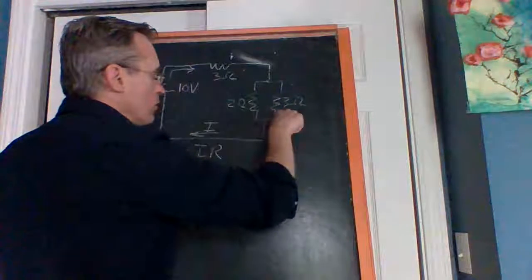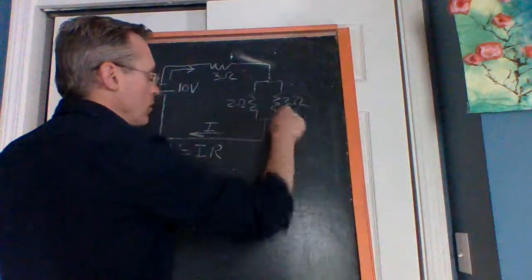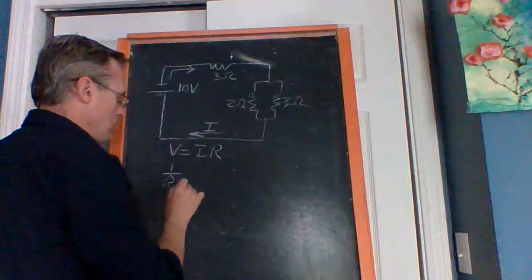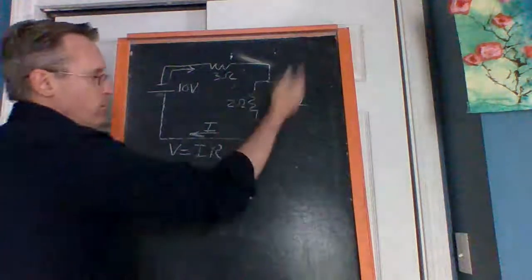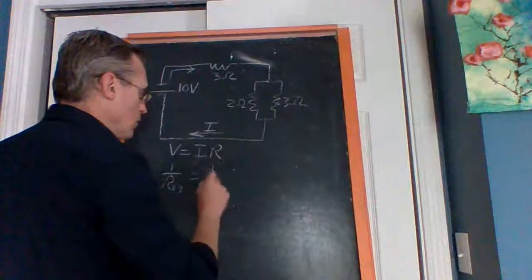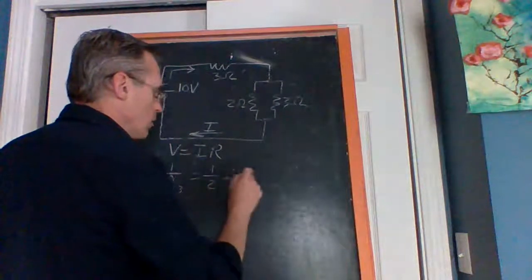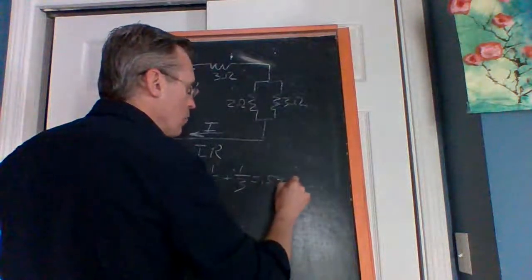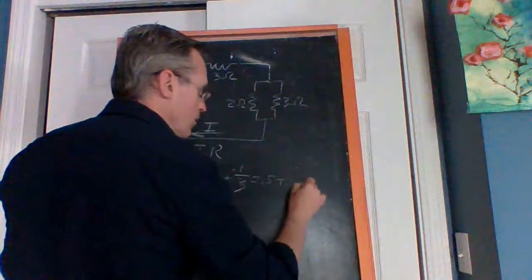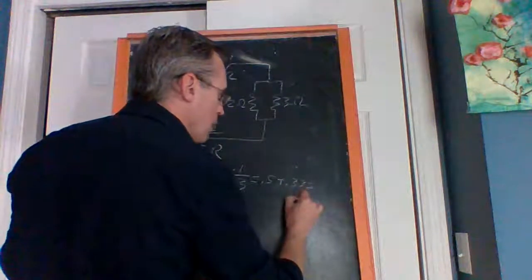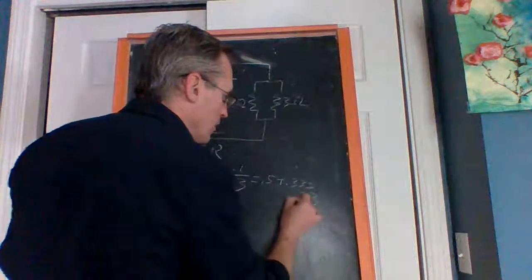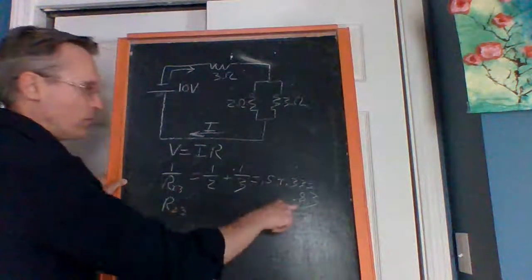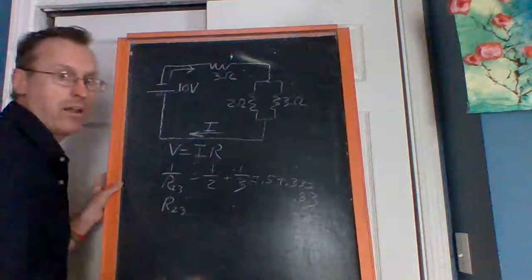What is the equivalent resistance of this 2 and 3 together? Well, 1 over R23, for the 2 and the 3, is equal to 1 over 2 ohms plus 1 over 3 ohms. So that's 0.5 plus 1 over 3, which is 0.33, which is 0.83. Now, R23 is the reciprocal of 0.83.